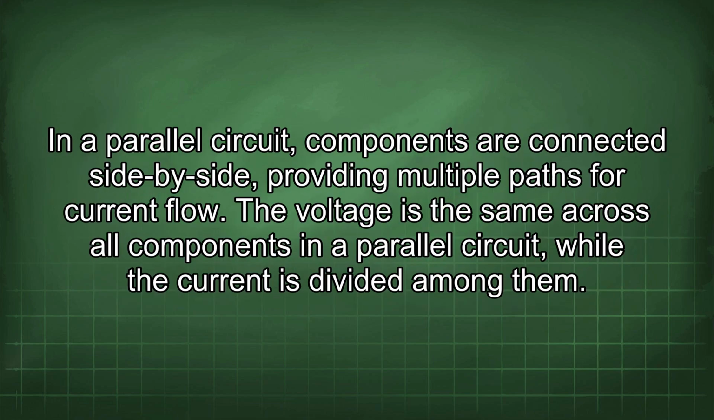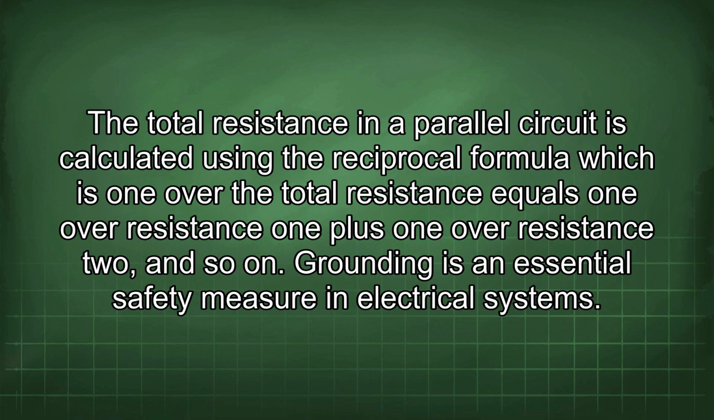In a parallel circuit, components are connected side by side, providing multiple paths for current flow. The voltage is the same across all components in a parallel circuit, while the current is divided among them. The total resistance in a parallel circuit is calculated using the reciprocal formula, which is 1 over the total resistance equals 1 over resistance 1 plus 1 over resistance 2, and so on.